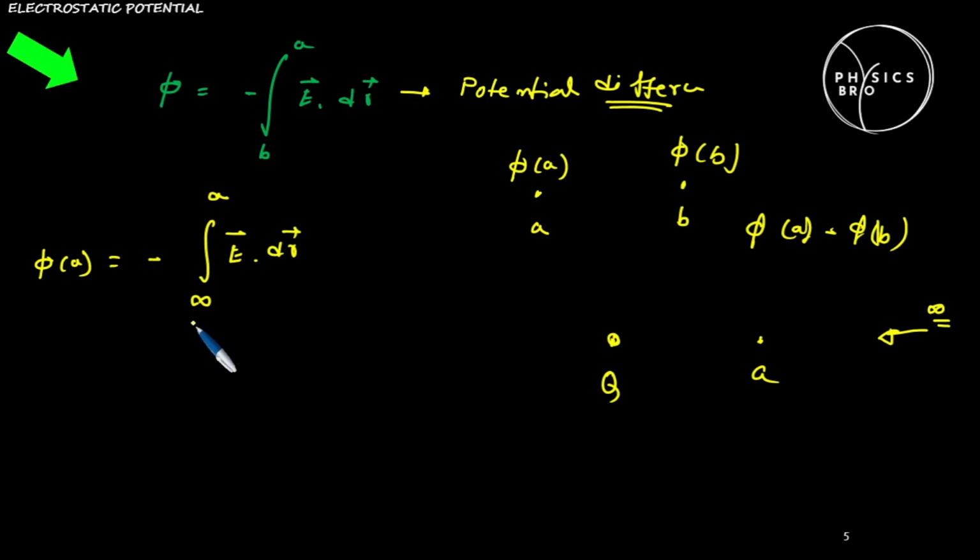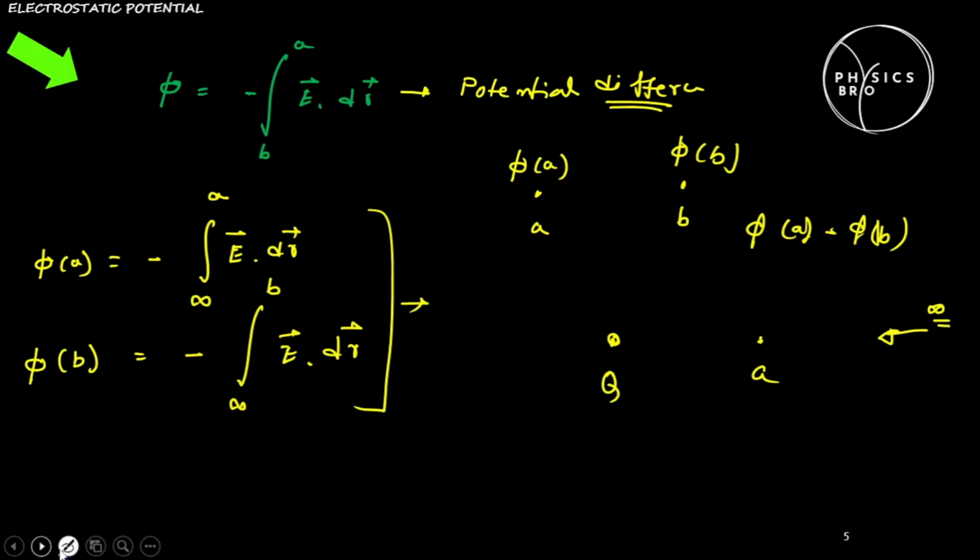When you are coming from infinity to some point A, and what will be phi B? Phi B is equal to minus of the integral from infinity to B of E dot dr. So is it the definite potential? Can we say that this is the definite potential? No, this is not the definite one, because it depends upon the coordinate you choose.